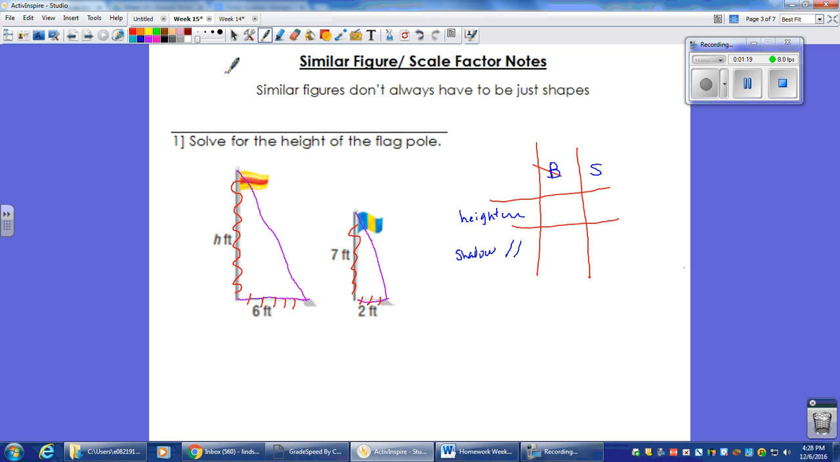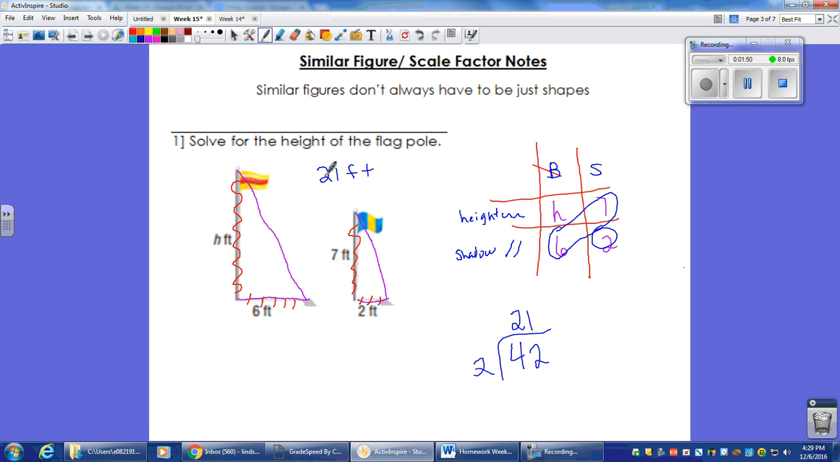So when I look here now, looking at the big flagpole, the height is h. We don't know it. Looking at the big flagpole, the shadow represents 6. The small flagpole, the height is 7 and the shadow is 2. So from here what we are going to do is cross multiply and divide. I'm going to do 6 times 7, which is 42, and 42 divided by 2 will give me 21. So the height of this flagpole is 21 feet.